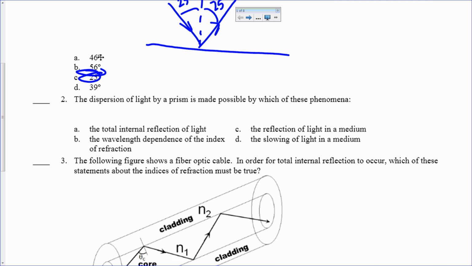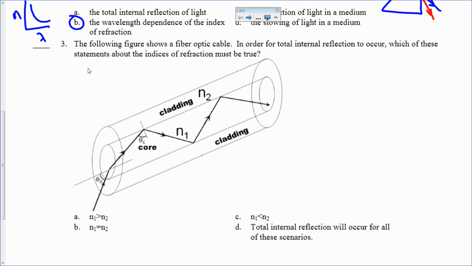Dispersion of light by a prism is made possible by the phenomenon of the wavelength dependence of the index of refraction. Remember we had n versus lambda, looks sort of like this. And so when light enters a prism, it doesn't have to be a triangular prism, but it can be. When light enters and comes out, it's going to come out at different angles. So the blue light will come out this way, the red light will come out that way. All right, so it splits up the colors.